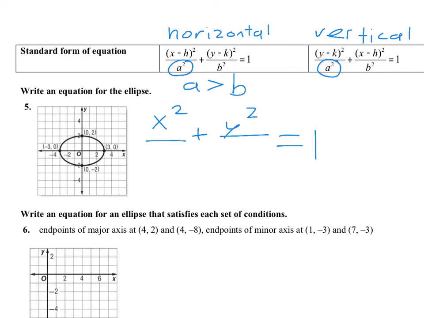Alright, so from the origin, how far did it go left and right? It went left 3 and right 3. We square that length and we get 9. From the origin, how far did it go up and down? It went up 2 and down 2. We square that and we get 4.